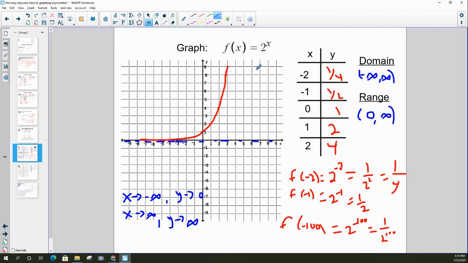All right, so this is our growth factor. We have horizontal asymptotes, we have our table of values, we got to identify our domain and range, and our end behaviors.